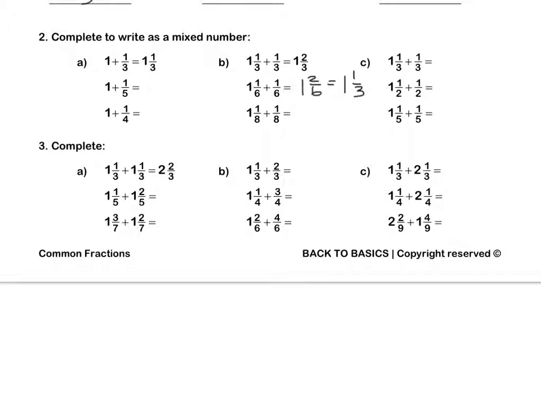Question 3. 1 and 1/3 plus 1 and 1/3. We say 1 plus 1 gives us 2 wholes, and our fraction parts, 1/3 plus 1/3 equals 2/3. Let's look at B. 1 and a third plus 2/3. 1/3 plus 2/3 will give us 3/3 or 1 whole, and 1 plus 1 is 2. Pause this video to complete question 3 by yourself.